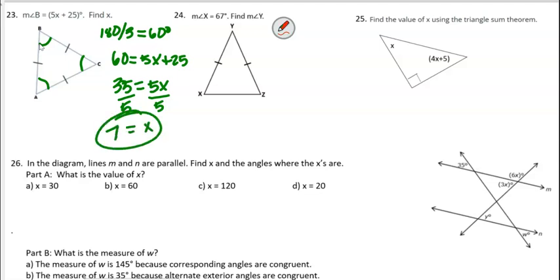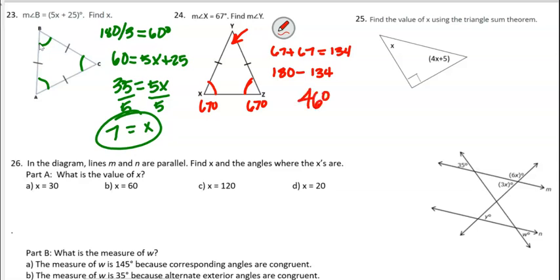Okay. So the next one, again, this is an isosceles triangle, right? So we know that the base angles are the same. So it says x is 67, so that means z is 67. So how would we find this one? We would add 67 plus 67. That's going to be 134. But then we're going to subtract that from 180, right? Because when we add up all of them, they should equal 180. So that's going to give us 46 degrees for our top angle up there.